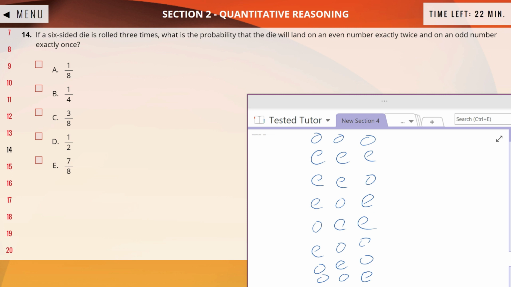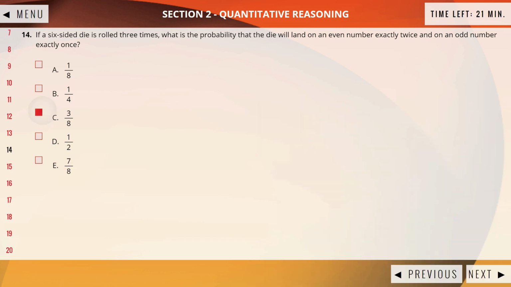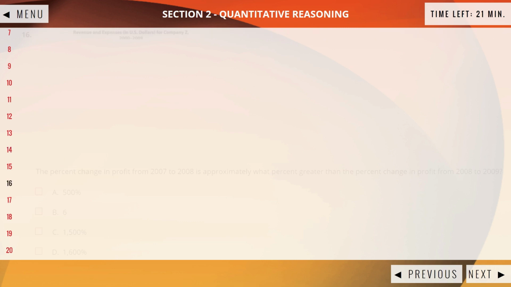So there are 8 different possibilities, and they're saying what is the probability that the die will land on an even number exactly twice? That's this one, and this one. This is why I use letters. It makes everything easy. So out of a total of 8 possibilities, 3 of them have even being twice. So 3 over 8. And this is why I use letters when I'm using probability. People are skeptical, but I love it.